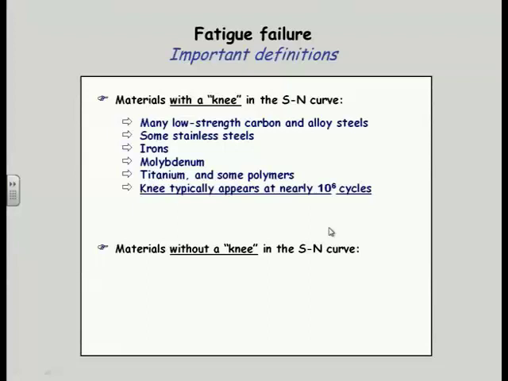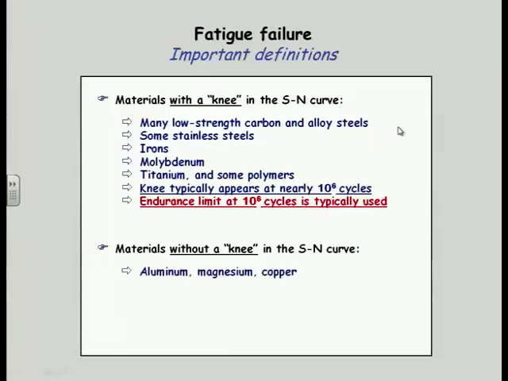This little kink is called the knee of the curve, okay, where it changes from a slope to a flat. That's referred to as the knee. That knee occurs around 10 to the 6 cycles. And these are some of the materials that will exhibit that: low-strength carbon steel, some stainless, iron does, molybdenum does, titanium does, some polymers do, not many, but some, and we have that about at 10 to the 6th. So we usually cite the endurance limit to be at a million cycles. That's the standard for a curve with a knee, material with a knee.